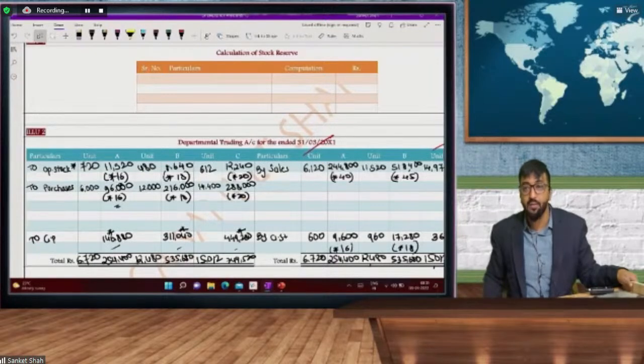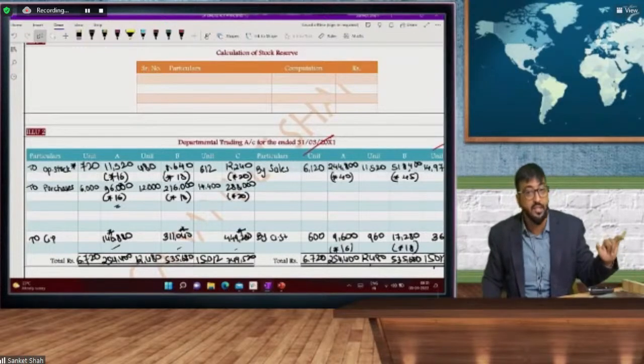Second format: finished leather department includes profit. It has a profit included in the shoes department closing stock. Opening stock loading will be cancelled on the credit side and closing stock loading will be cancelled on the debit side. Opening stock, full loading or only 75%? Yes, 75%. And the GP ratio, we have to calculate, or whether it is given in the opening stock loading.